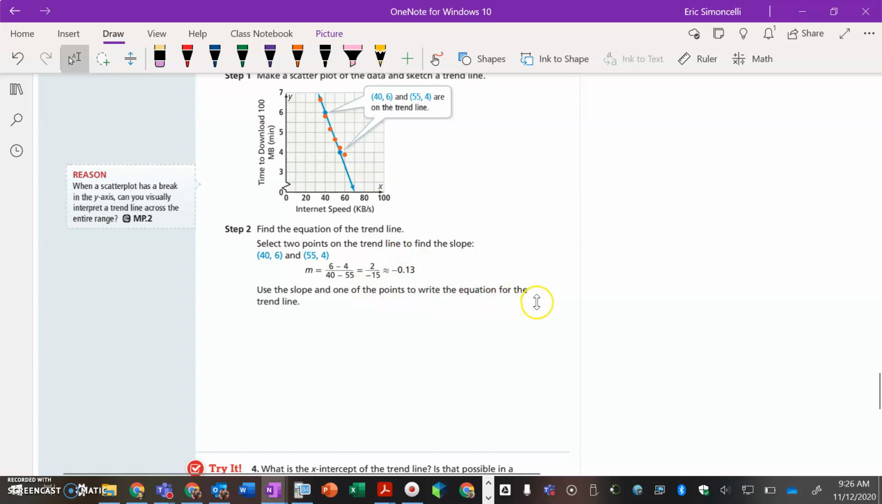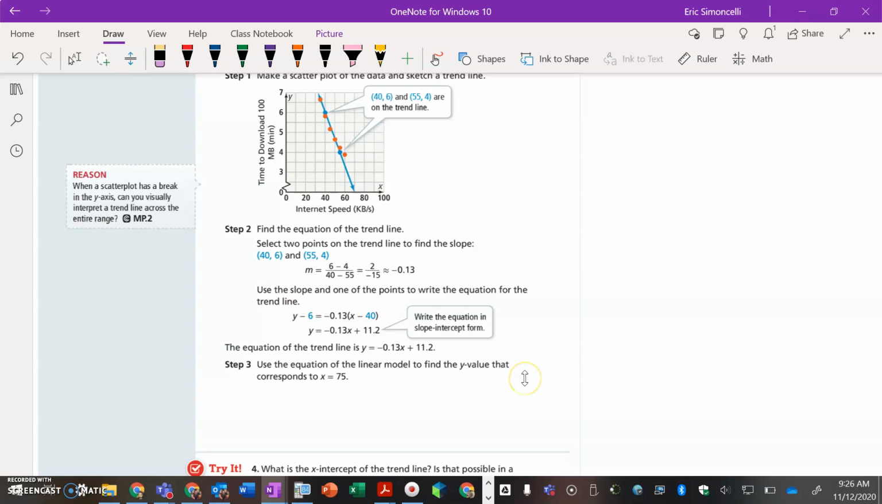Use the slope and one of the points to write the equation for the trend line, noting that if you picked a point, which they picked 40, 6, using the slope of negative 0.13 and using y minus y1 equals m times the quantity x minus x1, simplify, distribute the negative 0.13, add 6, and you end up with this slope-intercept form. Continuing on, we can see here that the equation of the trend line is this.